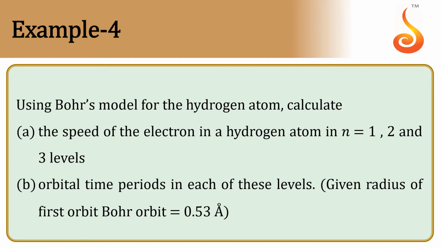Using Bohr's model for the hydrogen atom, calculate option A, the speed of the electron in the hydrogen atom in n equal to 1, 2 and 3 levels. Option B, orbital time periods in each of these levels. Given, the radius of the first Bohr orbit is 0.53 angstroms.